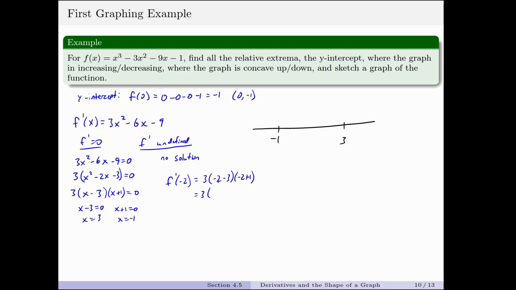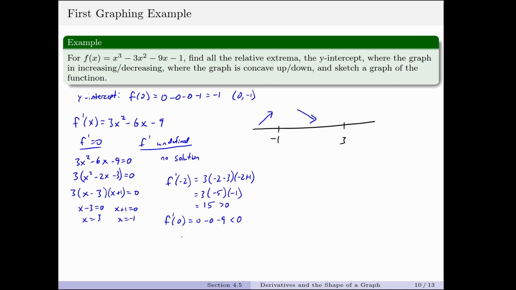So when I plug in negative 2, I get 3 times negative 5 times negative 1. And I'm really only interested in if it's positive or negative, and the 2 negatives make a positive. So I have a positive number. That means that the function is increasing. Between negative 1 and 3, a convenient number to plug in is 0. I get negative 9, which is negative, so the function is decreasing here.